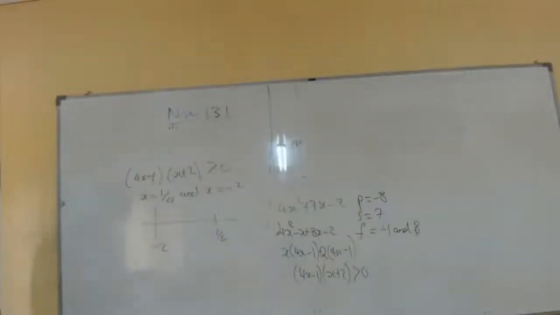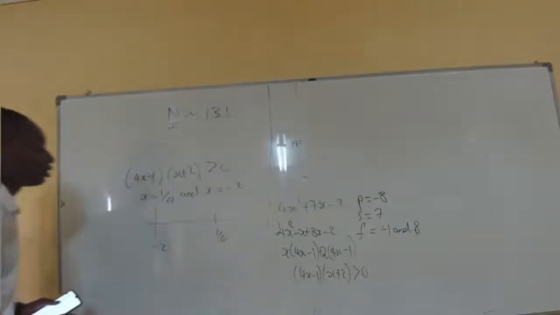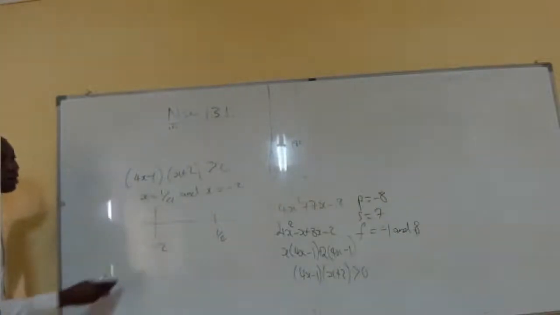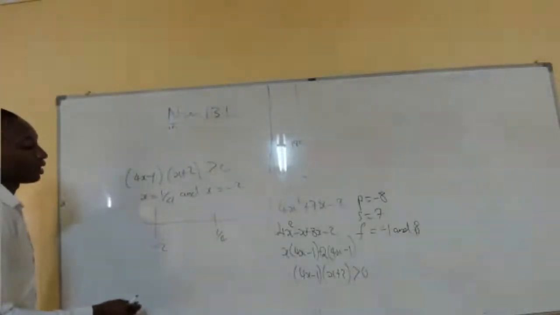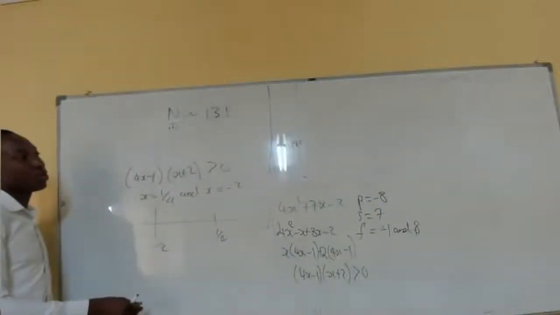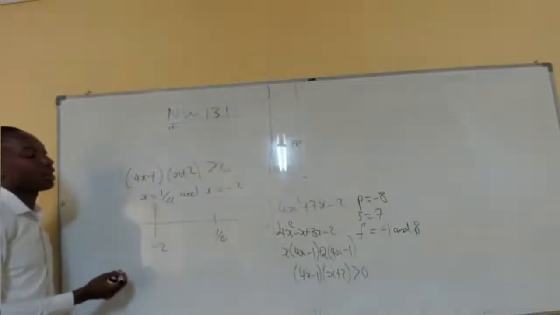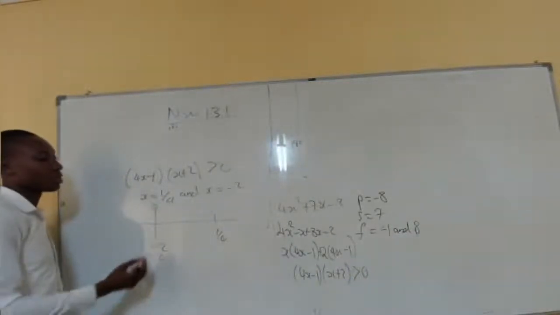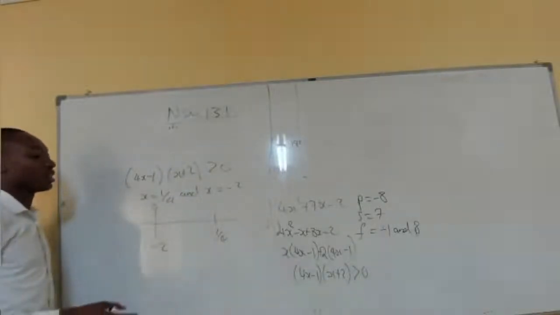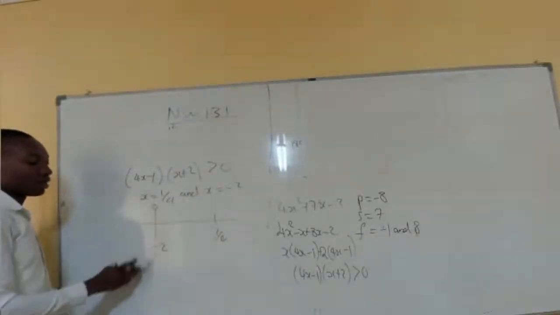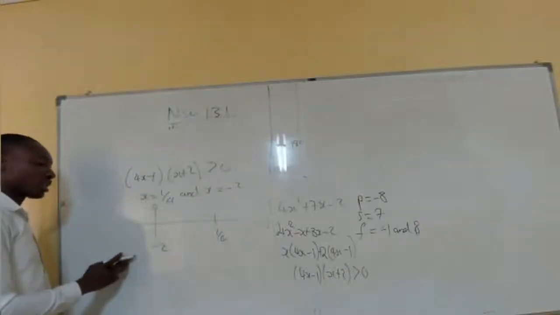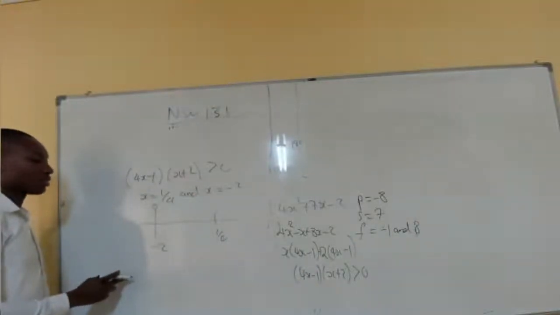So how do I use those boundary values to get to my solution? We're going to test values of x beyond them. We start with negative. We cannot test at negative 2 because negative 2 is not included. It's strictly greater, so this part is open. If it was closed, it would be shaded. So we are going to test a number before negative 2, let's say negative 3.